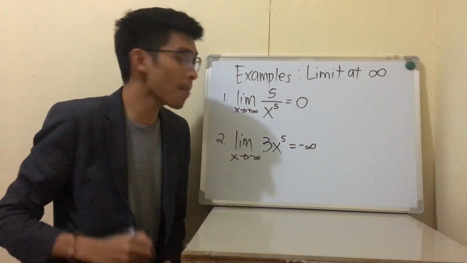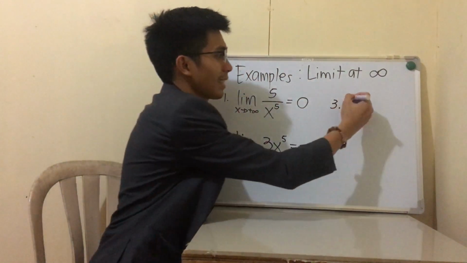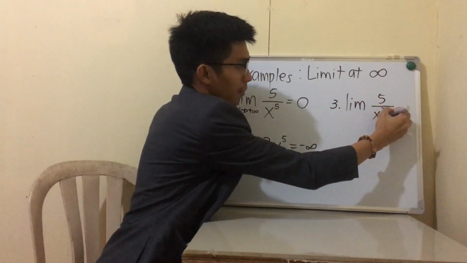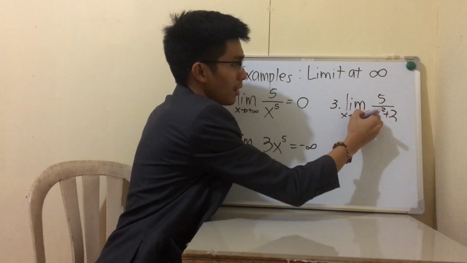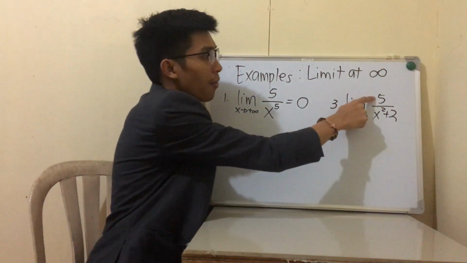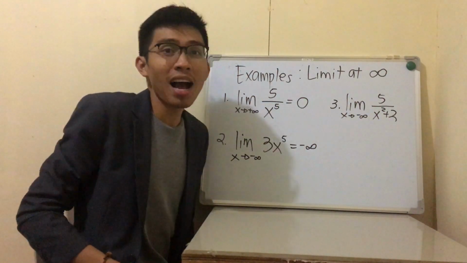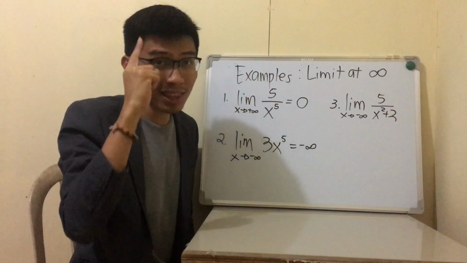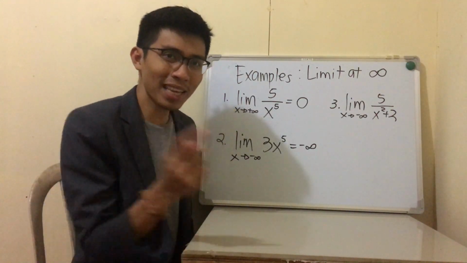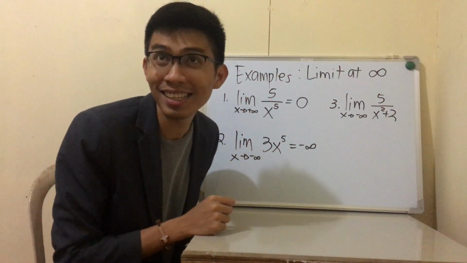Let's proceed to example number 3. What if the function looks like this? As x approaches negative infinity. My function for example number 3 is 5 over x squared plus 2 as x approaches negative infinity. I'll give you 5 seconds to think. Okay, time is up. What is your answer? I can't hear you. What is your answer?